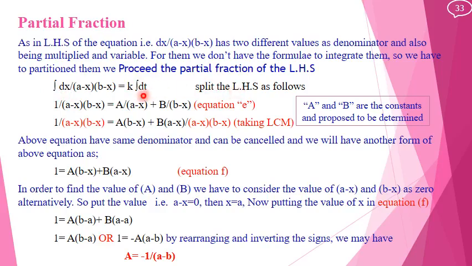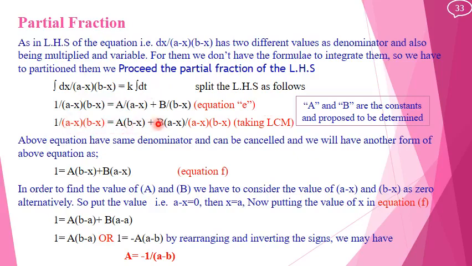As you know, this is the equation, and we have to split the left hand side like that: 1 over (a minus x) into (b minus x) is equal to A over (a minus x) plus B over (b minus x). This is our equation 2. Here A and B are constants that we have proposed, and we have to determine their values by using the basics of mathematics.